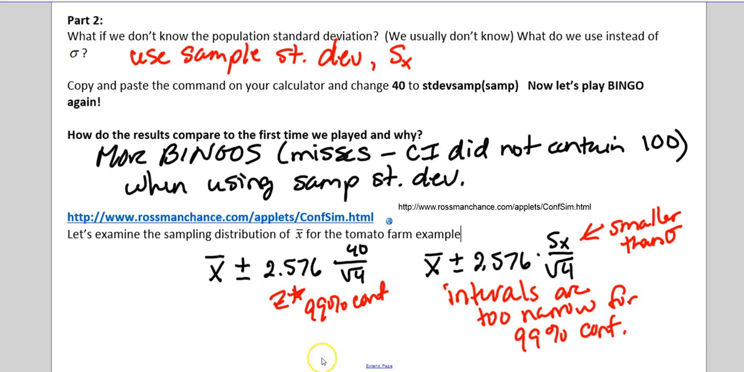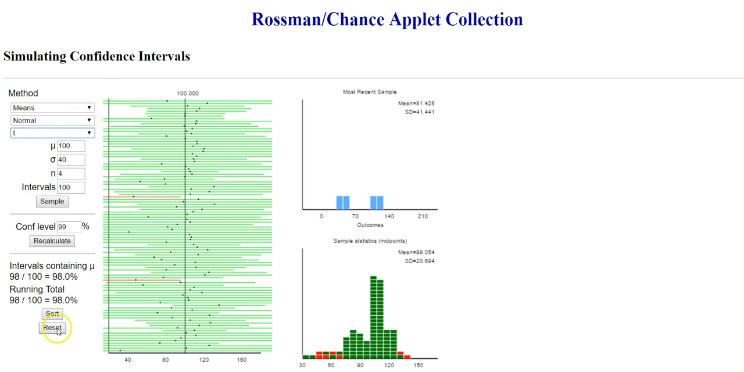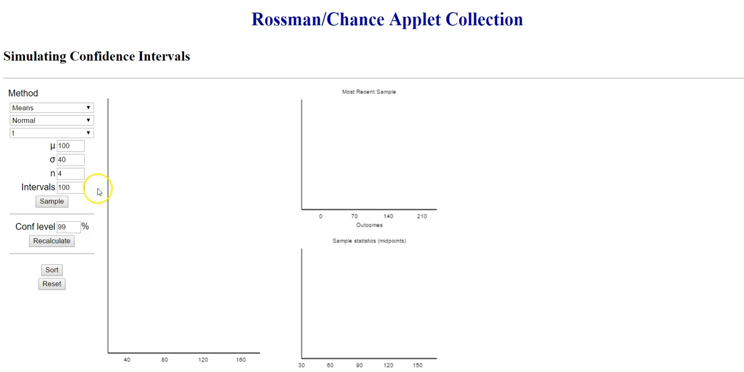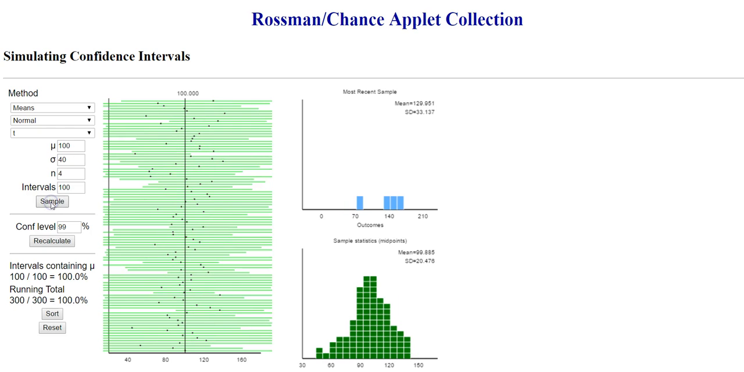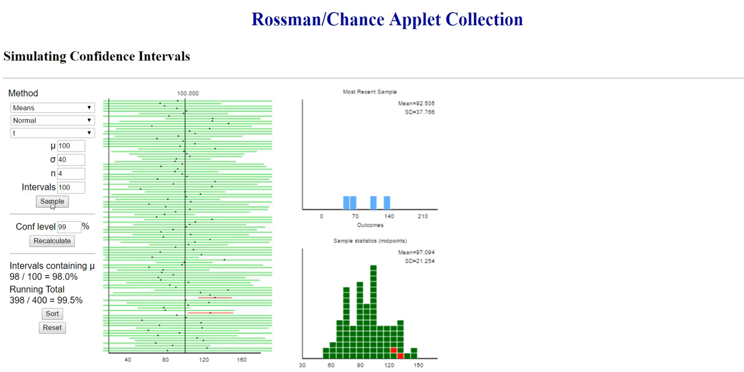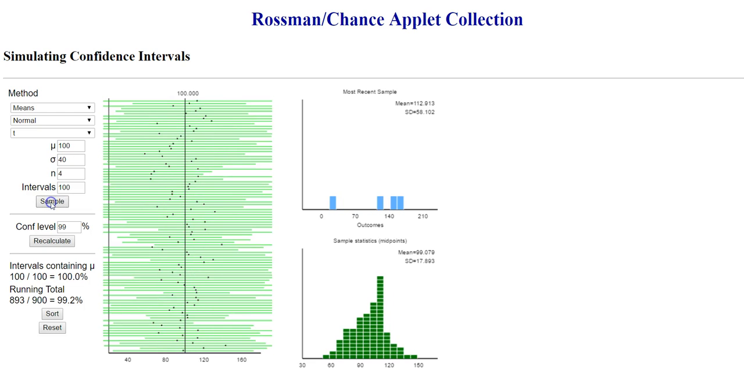So what do we do to fix this? Well, it turns out there is a way to fix this. There is another distribution called the t-distribution. So let's check out the t-distribution. Let's reset here. If we take 100 samples using the t-distribution, 100%, 100%, 100%, oh my gosh. Oh, there's 2 misses, 100%, there's 3 misses, 100%, 1 miss, 1 miss. Notice that we're averaging 99.2% hits for a 99% confidence interval, just like we did before when we used z with sigma. So this seems to have fixed the problem.